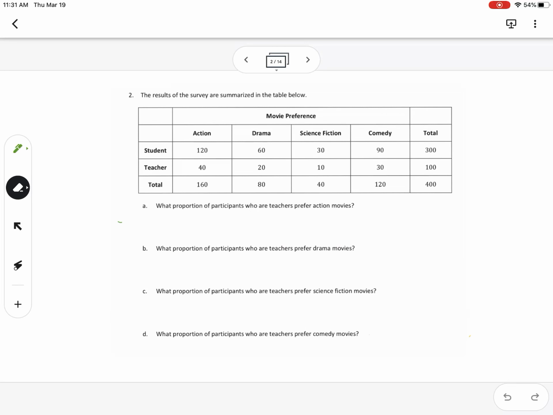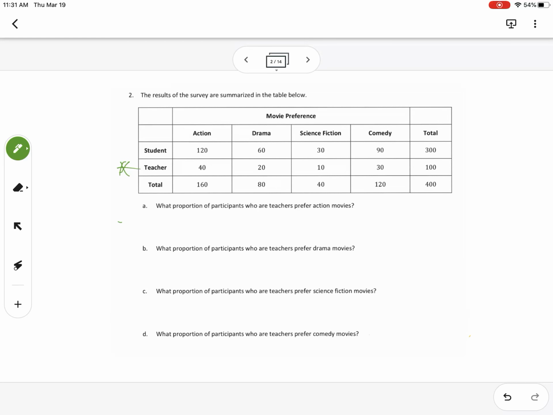The first example we'll use here is movie preferences for teachers and students. We've got results of all these teachers and students that were polled and asked which type of movie they would prefer. For A through D, we are asked to calculate the proportion for teachers. So they're really saying just look at the teacher row and calculate the frequencies for the row. We're not comparing the teachers to the students. We're not comparing teachers to the overall amount of people polled. We are specifically just looking at how many teachers prefer action movies, drama, science fiction, comedy.